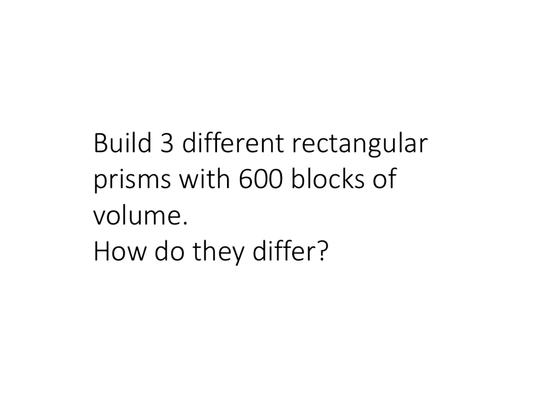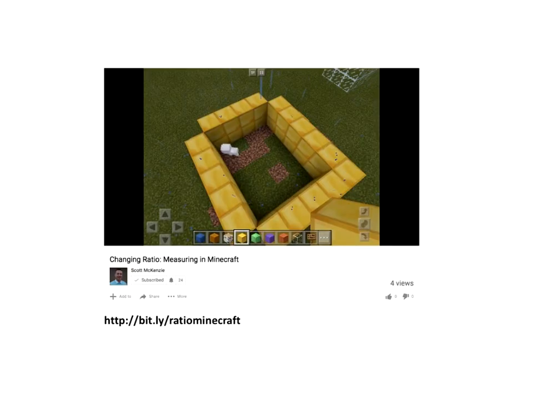More questions. Build 3 different rectangular prisms with 600 blocks of volume. How do they differ? So there's multiplication happening here. They're working on volume, thinking about area, all sorts of things. Perimeter, and how they talk about how they differ.